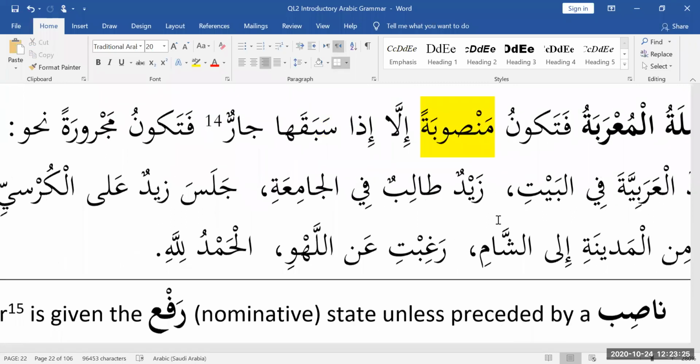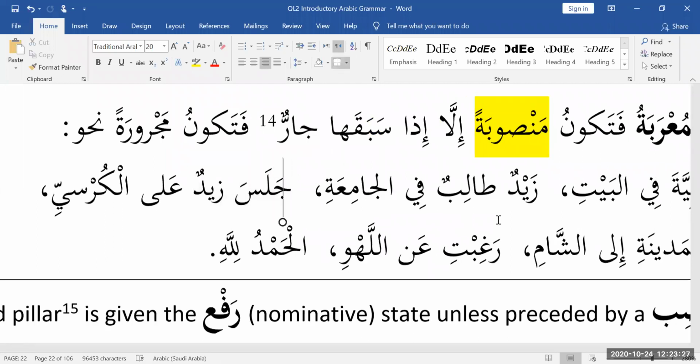Next one, jalasa zaydun ala al-kursi. We're looking at pretty much the same concept repeating. Jalasa, fi'l, mad, uninflected. Zaydun, fa'il, marfu', pillar. Ala, fadla, harf jar. Al-kursi has a kasra ending because it's a fadla preceded by a harf jar, ala.